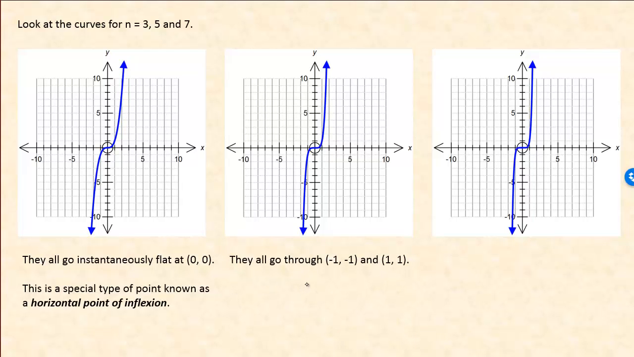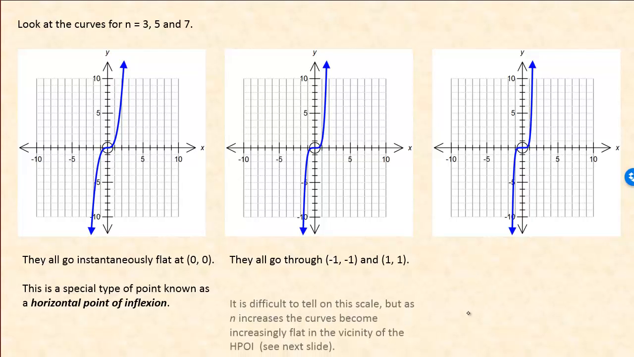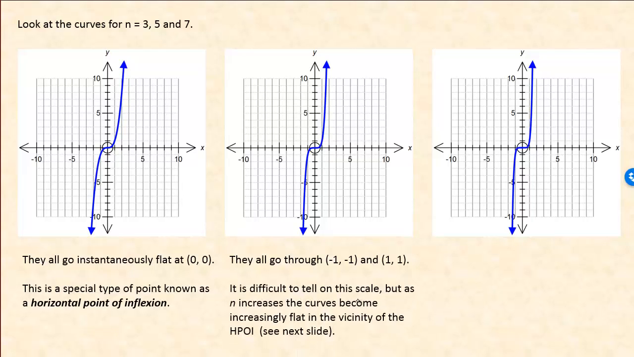They all go through -1, -1, and 1, 1, in addition to all going through 0, 0. It's difficult to tell on this scale, but as n increases, the curves become increasingly flat in the vicinity of the horizontal point of inflection. So that's at 0, 0, where it goes flat. Away from the horizontal point of inflection, the curves become increasingly steep as n increases.